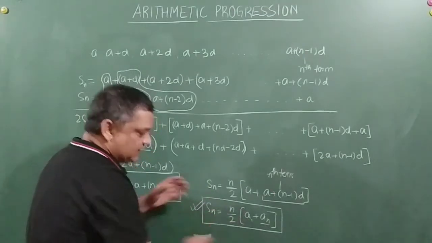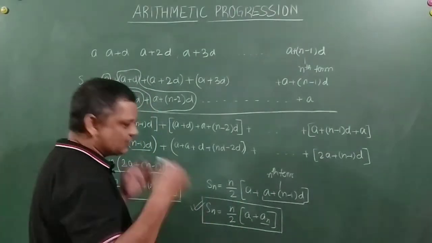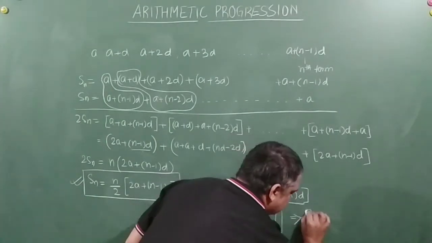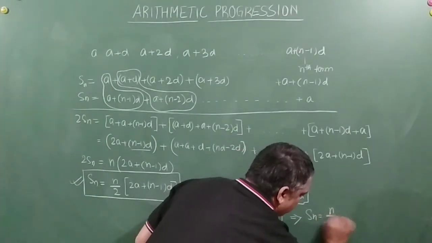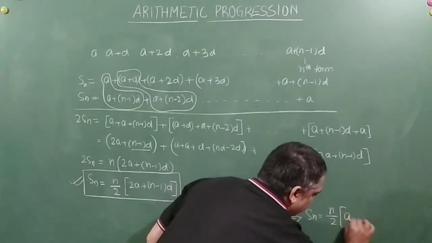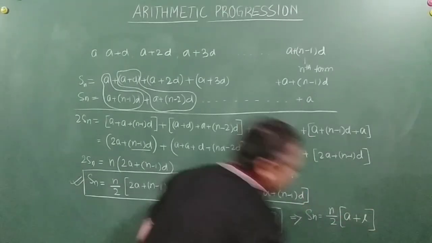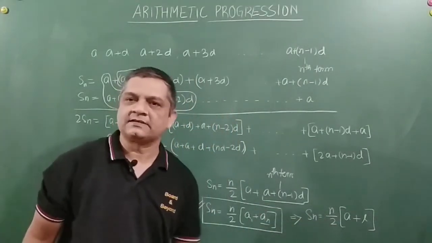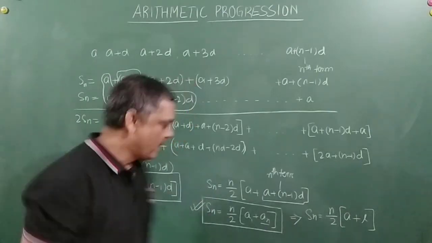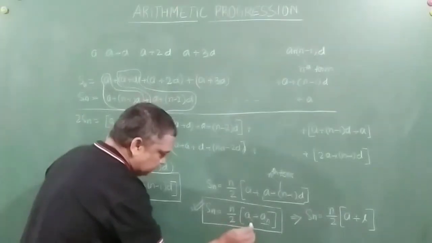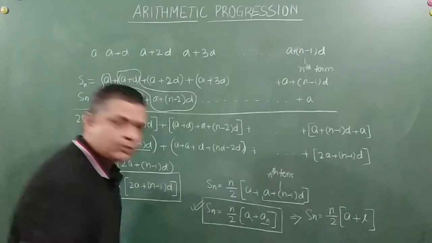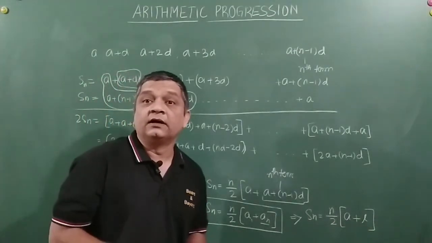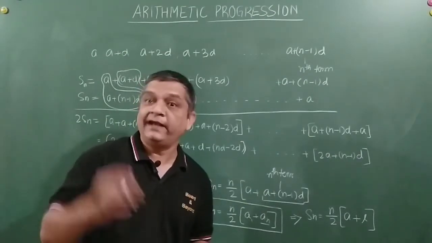Now let us do a slight modification. That's not a big change, basically a modification. This we can write as Sn is equal to n by 2 into a plus l. I hope I have already told you that l is nothing but the last term also. It is referred to as the last term also. Now this formula can be further refined to give us the sum of n natural numbers.